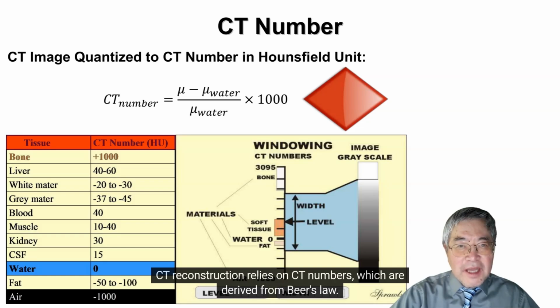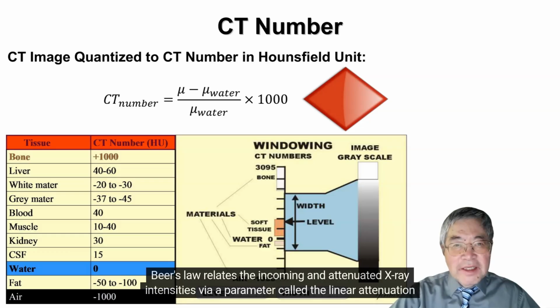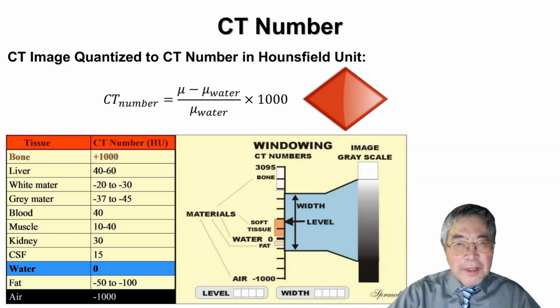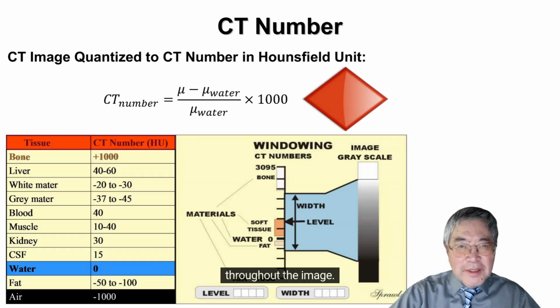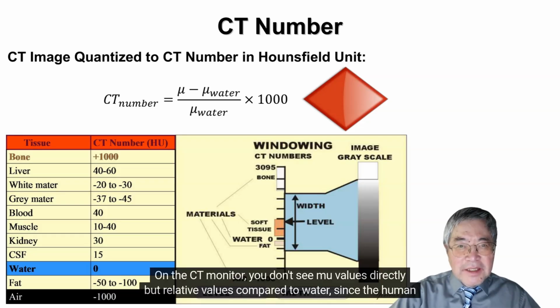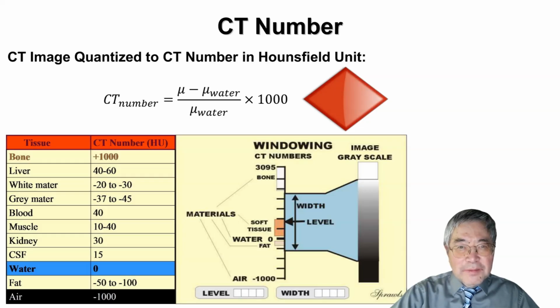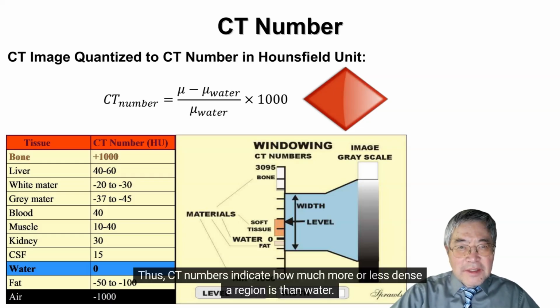CT reconstruction relies on CT numbers, which are derived from Beer's law. Beer's law relates the incoming and attenuated X-ray intensities via a parameter called the linear attenuation coefficient μ. Data processing converts raw measurements into line integrals, which are then used to reconstruct μ values throughout the image. On the CT monitor, you don't see μ values directly, but relative values compared to water, since the human body is mostly water. Thus, CT numbers indicate how much more or less dense a region is than water.